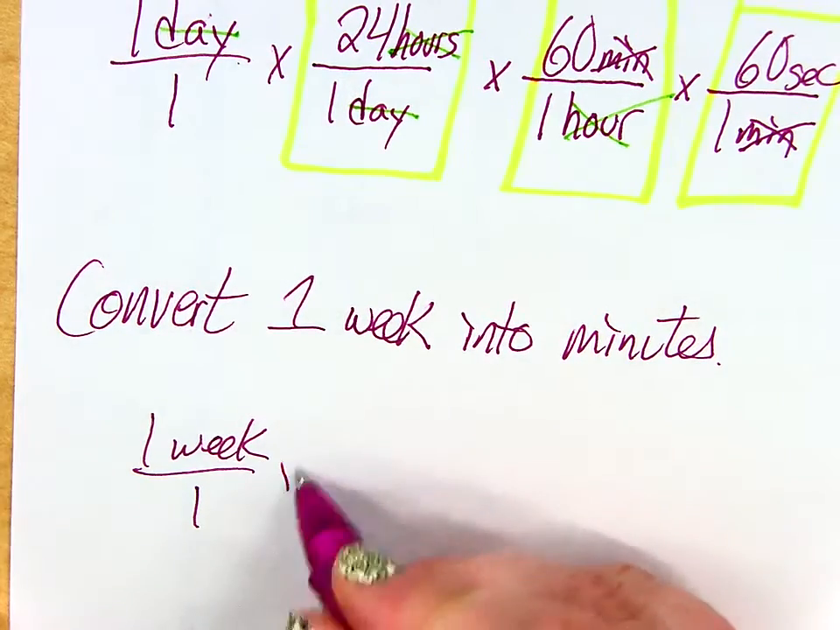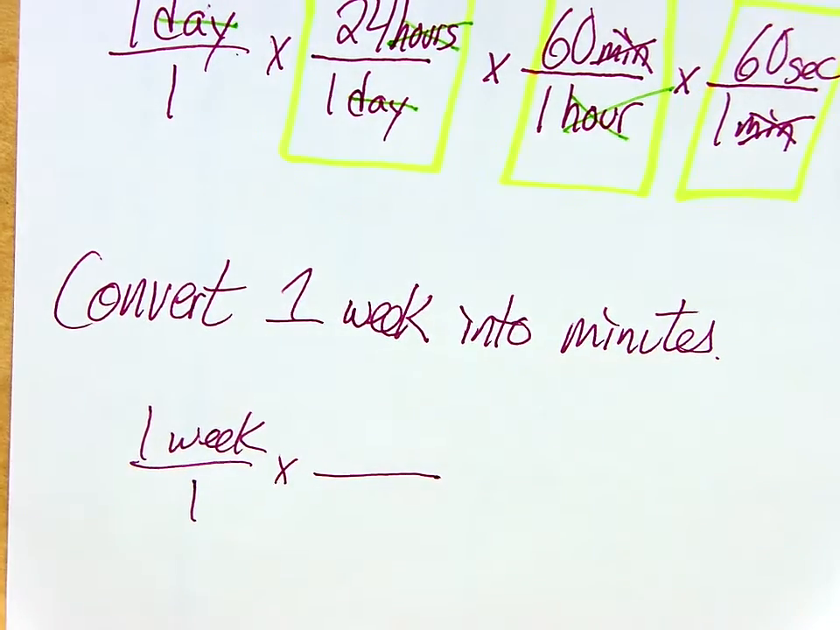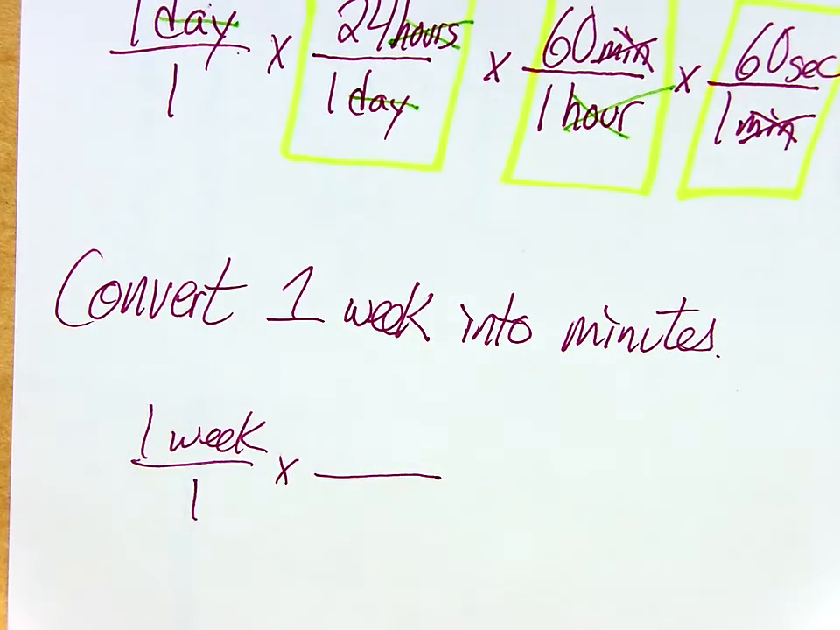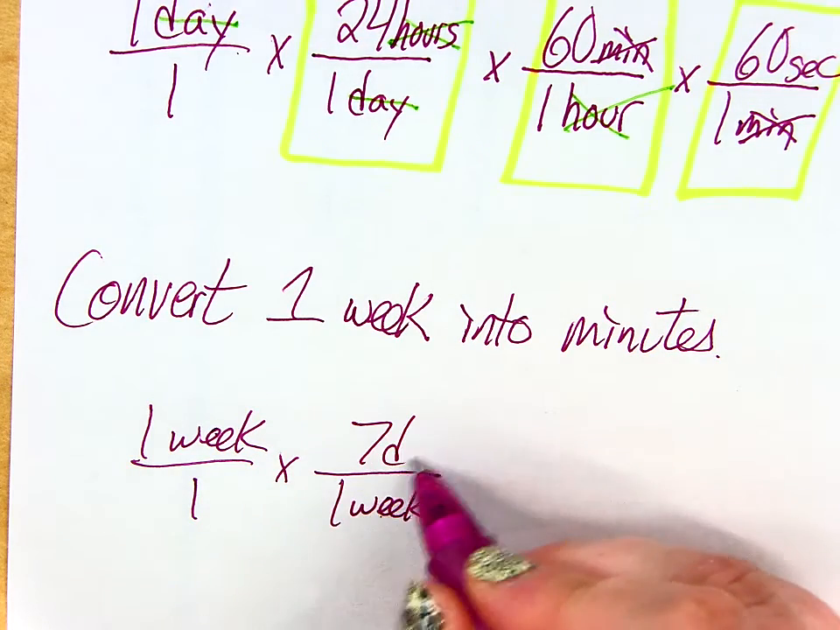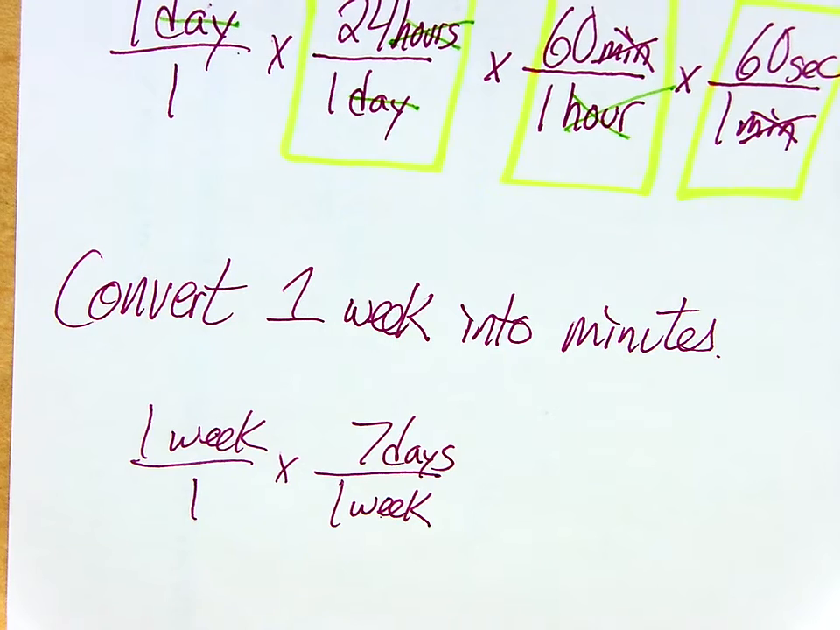All right, so I have no idea how many minutes are in a week, right? But what do I know about a week? 7 days, right? So 1 week, 7 days. Those are the same thing. Where will I put 1 week? On the bottom, because I had weeks on top, so I put weeks on the bottom. 1 week, 7 days.